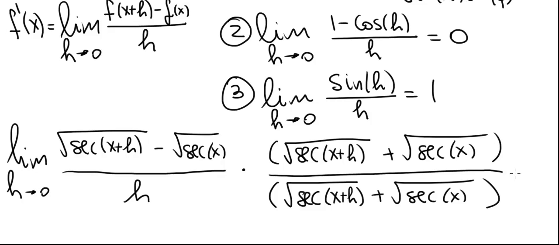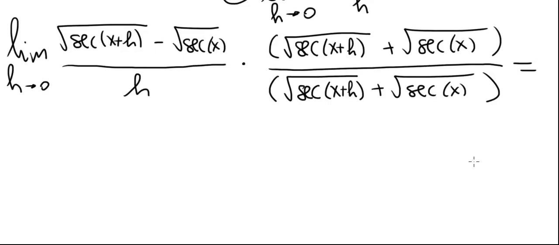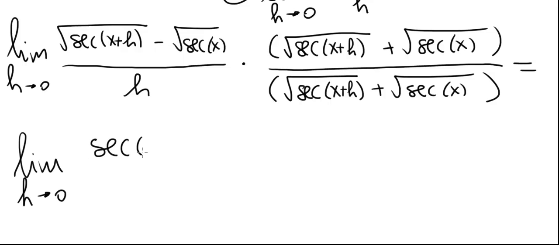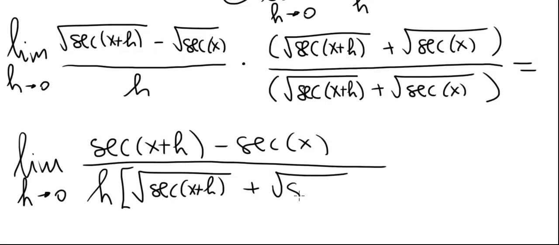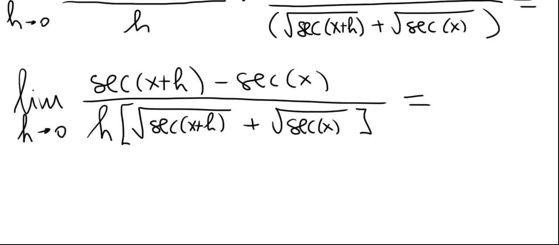And this is equal to, the numerator will not have any radicals in it because of the selection of the conjugate. So the numerator is just secant of x plus h minus secant of x. And the denominator is h times the quantity square root of secant of x plus h plus the square root of secant of x. The next step is to change secant into 1 over cosine.